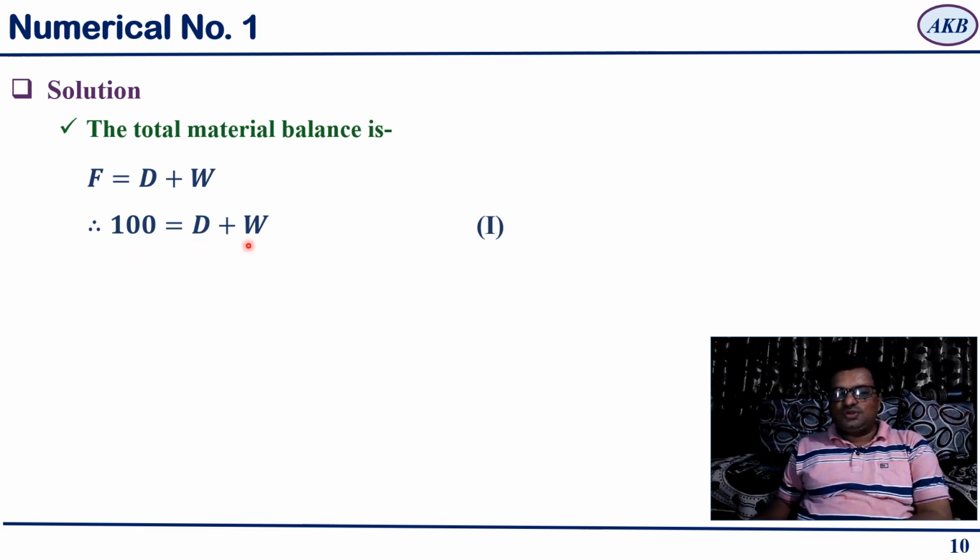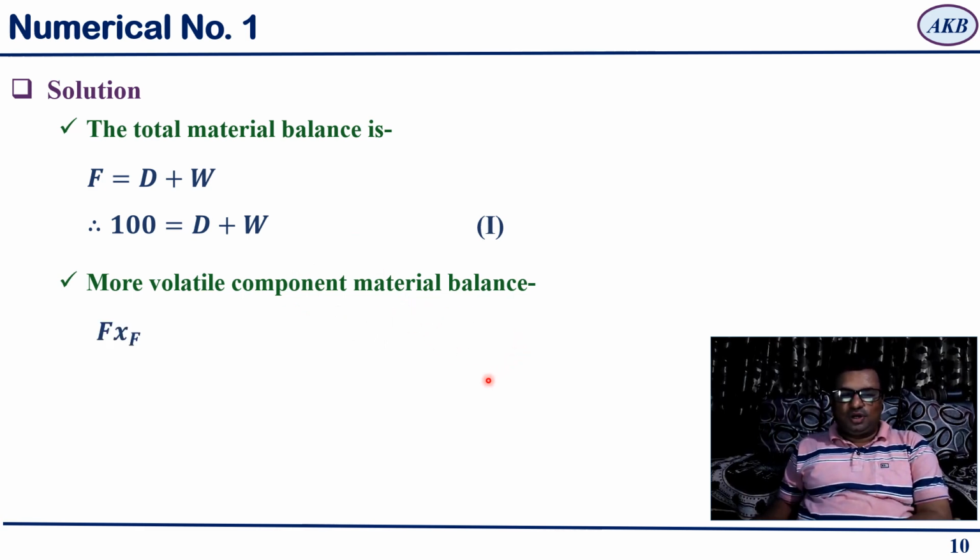There are two unknowns in this equation, and if we have to get their values, we need another equation in terms of these two quantities, D and W. And what is the source of that equation? Source is more volatile component material balance, or material balance for more volatile component. We know how it is written. It is written as F into XF is equal to D into XD plus W into XW.